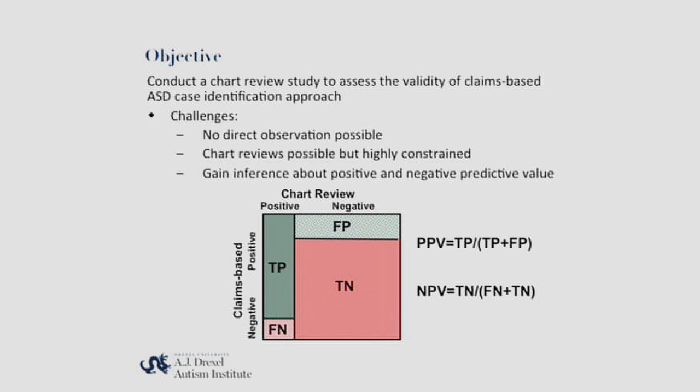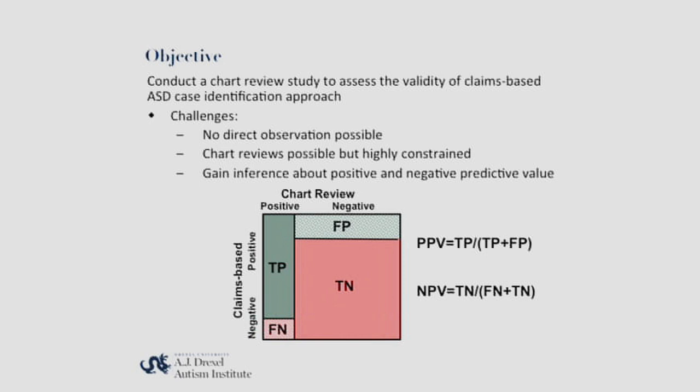And the negative predictive value, we wanted to also have some inference about negative predictive value, which is also quite important, which is if a child does not have an indication of autism, right, what proportion of those kids really in the medical record show as not having autism? It's the negative predictive value.